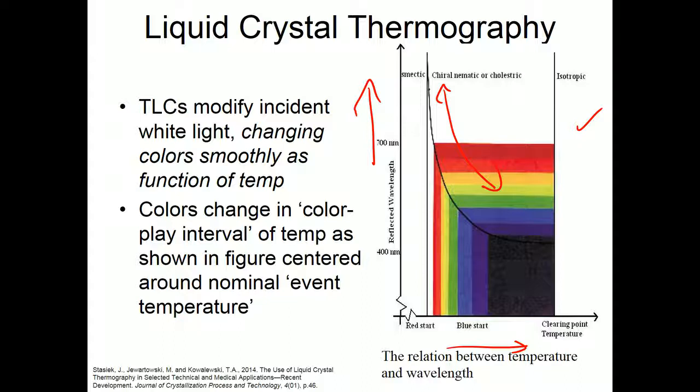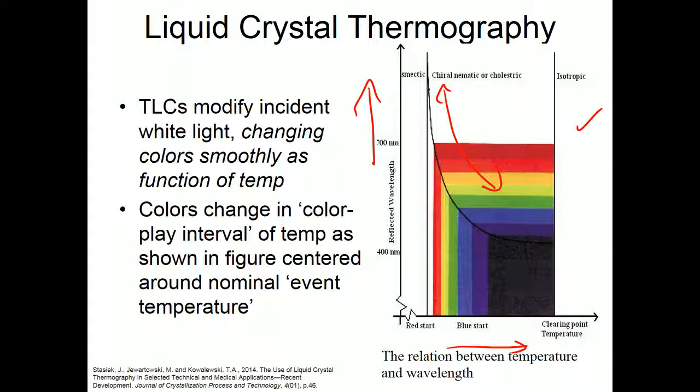It goes from red to violet and then black, but it varies in a nonlinear fashion. The range is anywhere between 700 to 400 or 350 in the nanometer range, and that is where the change actually happens.